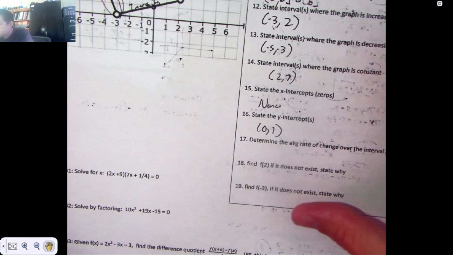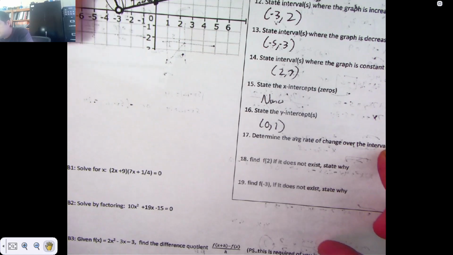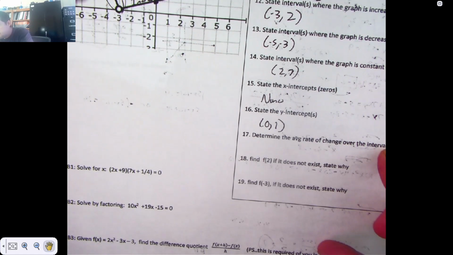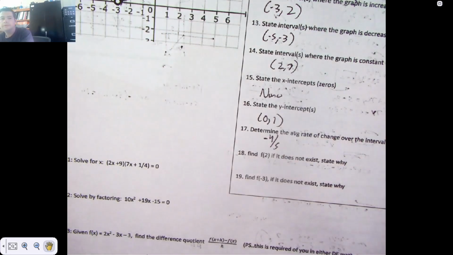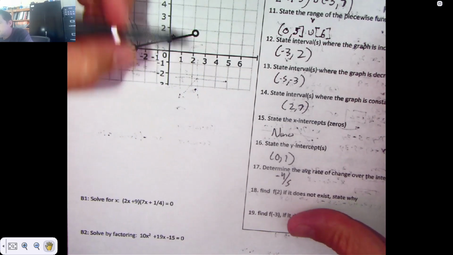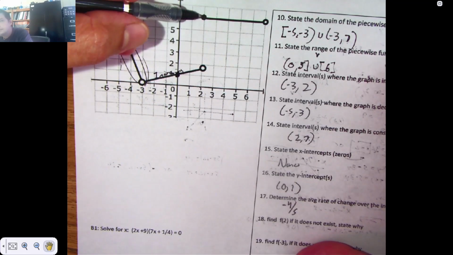Determine the average rate of change over the interval from negative 5 to 0. So at negative 5, I'm right here. At 0, I'm right here. It looks to me like I fell 4 units and I ran to the right 5, negative 4/5. Find f of 2, if it does not exist state DNE. Now you'd be very tempted to say it doesn't exist because you'd look where x is 2, you'd look here and you'd see a hole in the graph, but it's closed up there. It's 6.